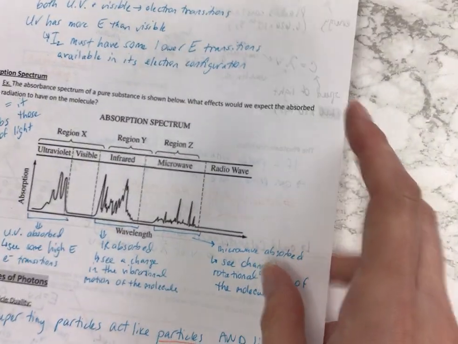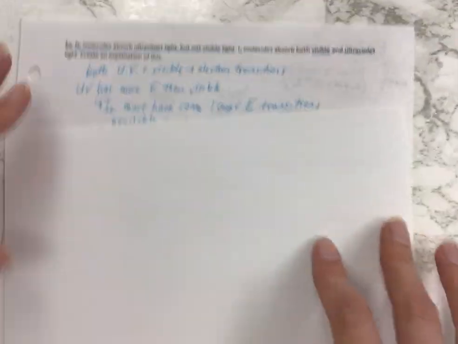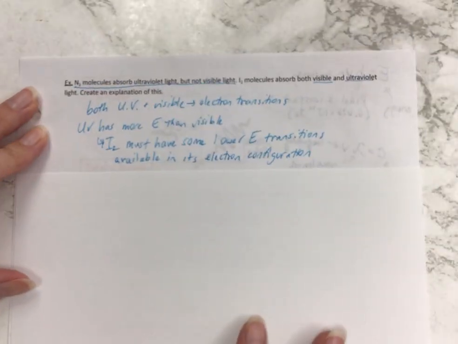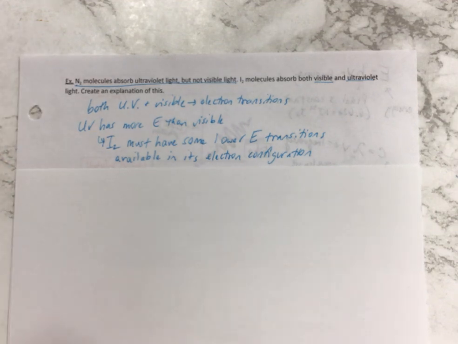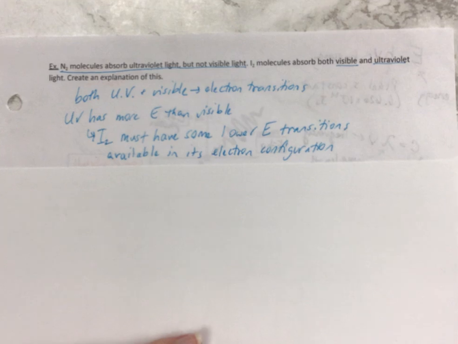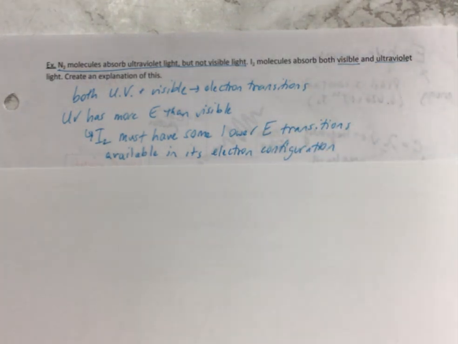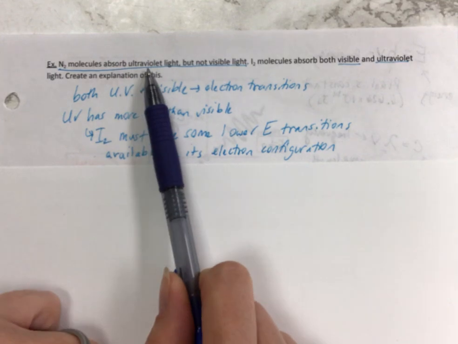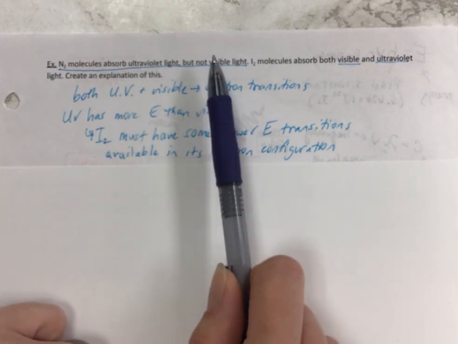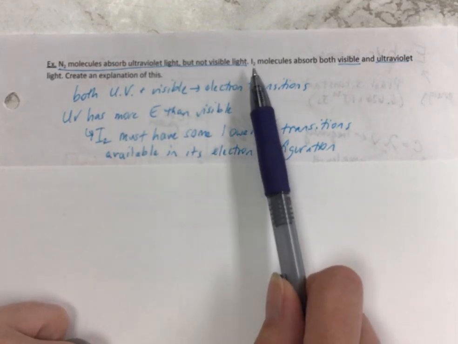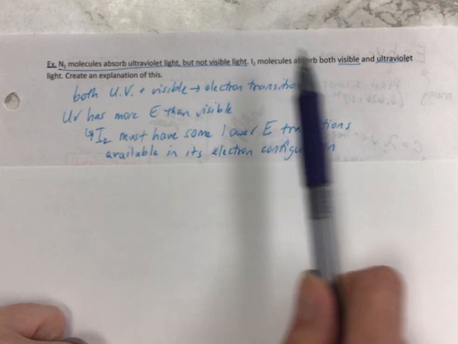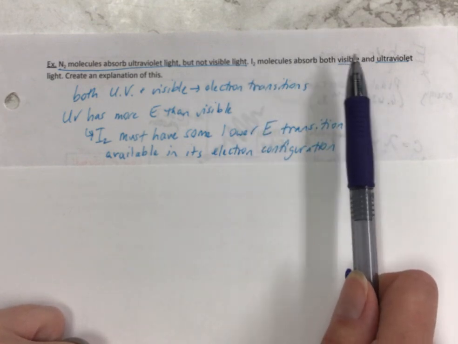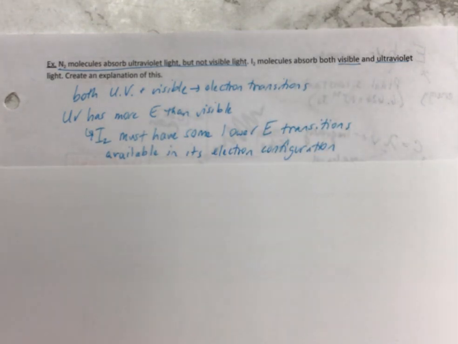All right, next up, we've got examples. So let's look at our first example. It says, nitrogen molecules absorb ultraviolet light, but not visible light. Iodine molecules absorb both visible and ultraviolet light. Create an explanation for this. So the first thing I notice in terms of my different lights is that they have different energies. Ultraviolet is more energetic, visible is less energetic. So what we're seeing is the iodine molecules are absorbing both lower and higher energy light. So that's what our explanation is going to talk about here.